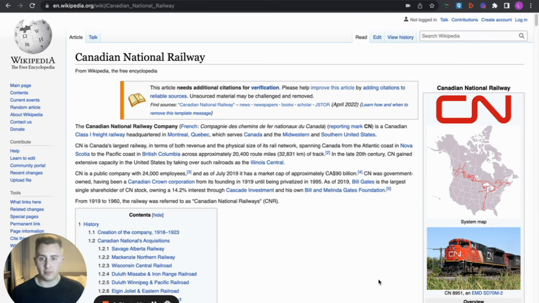The company itself is listed in Toronto, as you'd expect, but it's also listed in New York as well. And fun fact for you, Bill Gates is the largest single shareholder of CNR, owning 40% interest through his Cascade Investment Company and the Bill and Melinda Gates Foundation.